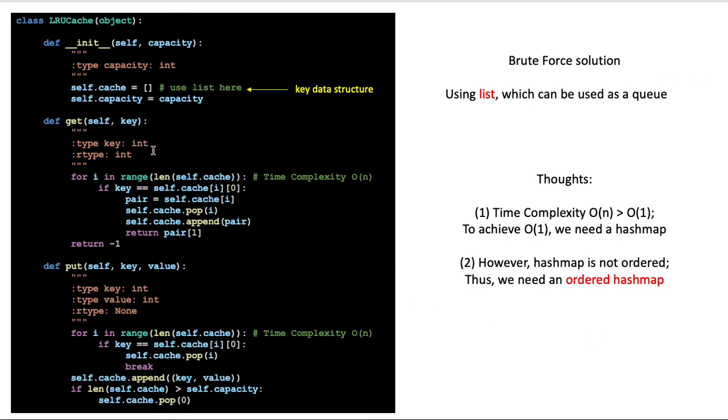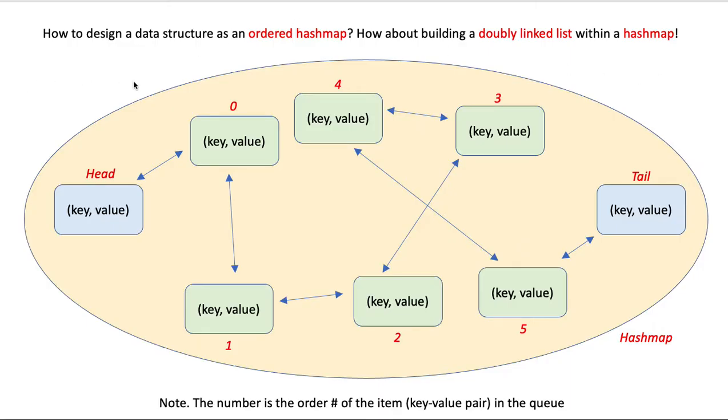Based on this implementation, there are two thoughts. First, the time complexity is O(n) since we iterate over the whole cache, and is larger than the O(1) requirement. To achieve O(1), we typically need a Hashmap. However, second, Hashmap is not ordered as you know. Thus, we need an ordered Hashmap. But how do we build a data structure as an ordered Hashmap? Well, how about we build a doubly linked list within a Hashmap?